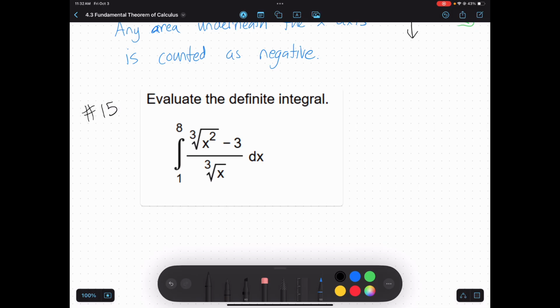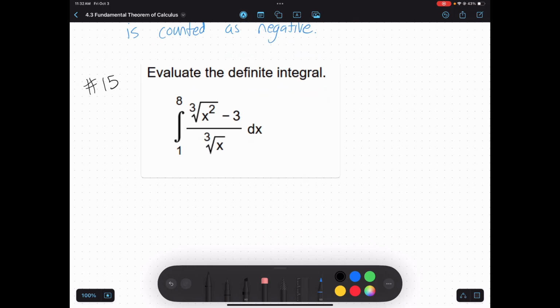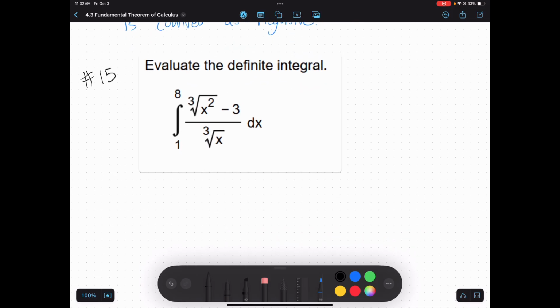But I wanted to go through this one specifically because this one can be a little tricky to see what the function actually is. So if I take a look at this, I've got the cube root of x squared minus 3 over the cube root of x. And remember, in order to use the fundamental theorem of calculus, I need to be able to find the antiderivative of this function. But you might look at that and say, holy moly, I don't know the antiderivative of a function like that. That's way too complex.